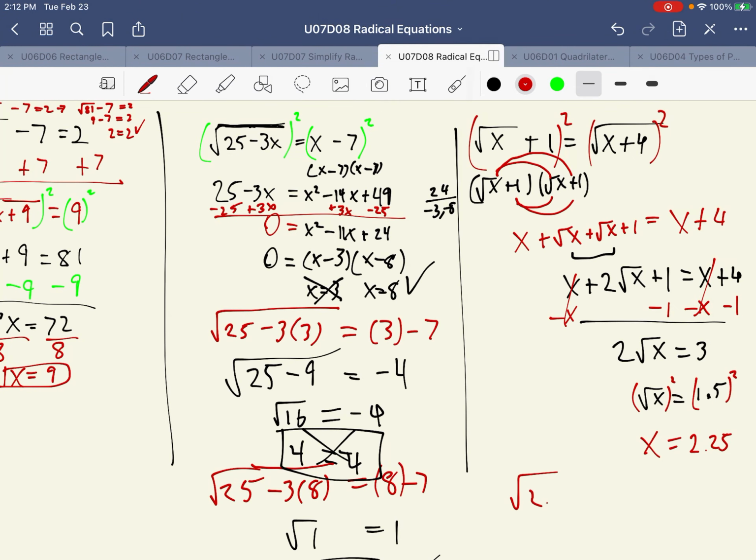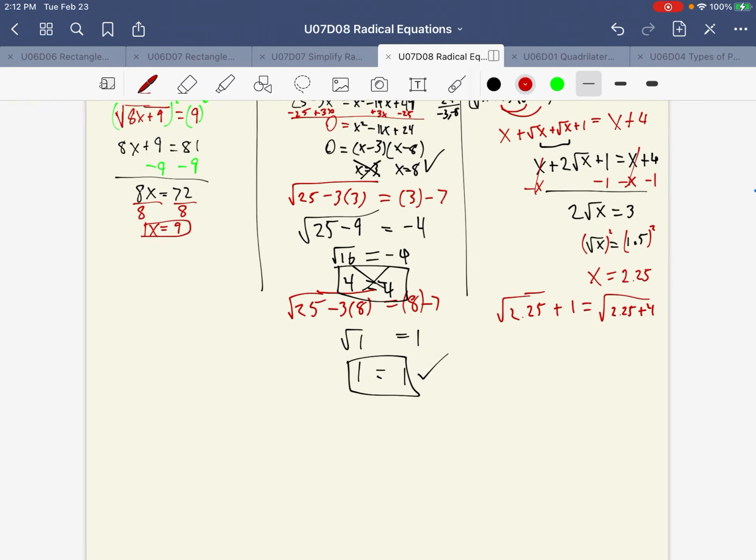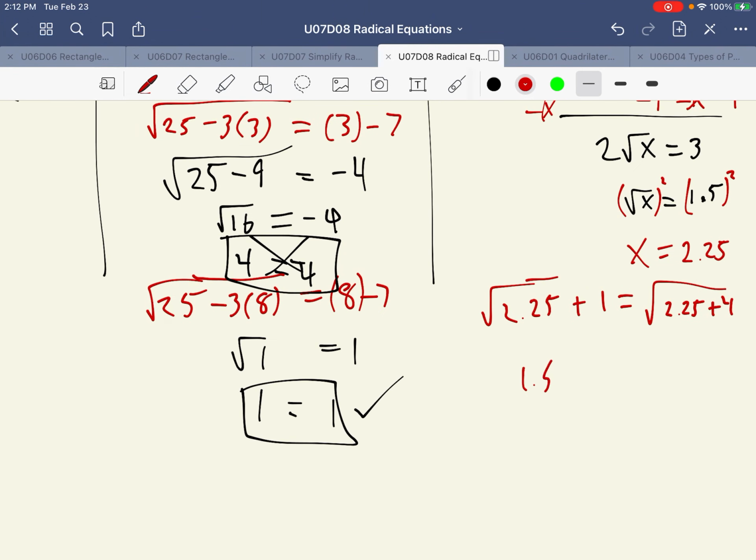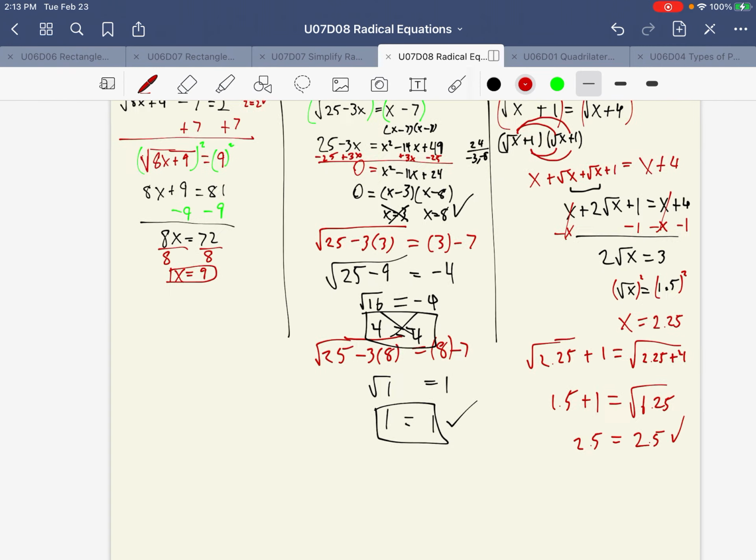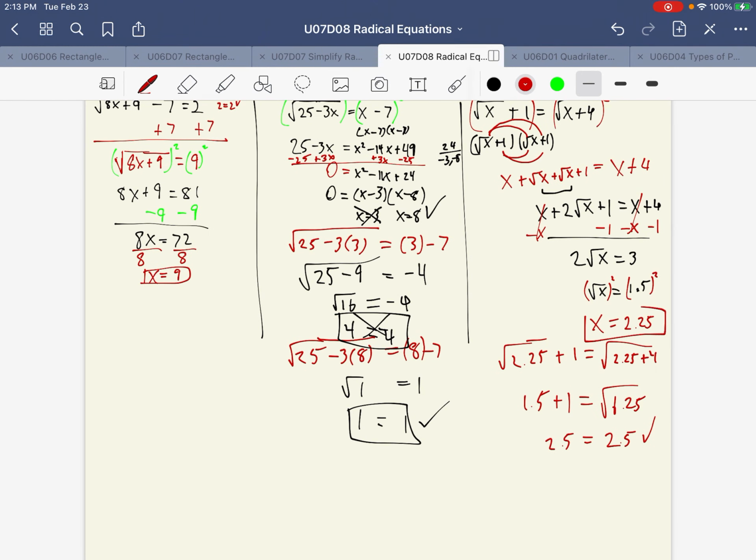So the square root of 2.25 plus 1 should be equal to the square root of 2.25 plus 4. So the square root of 2.25 is 1.5, plus 1 should be equal to the square root of 6.25. 1.5 plus 1 is 2.5, and the square root of 6.25 is 2.5. So this checks out. So this is not an extraneous answer. So this one's final solution is x equals 2.25.